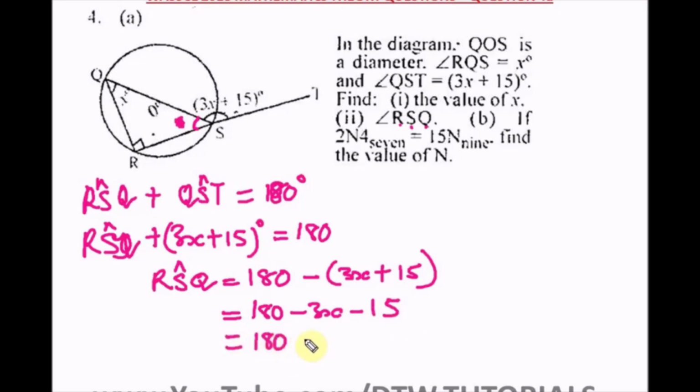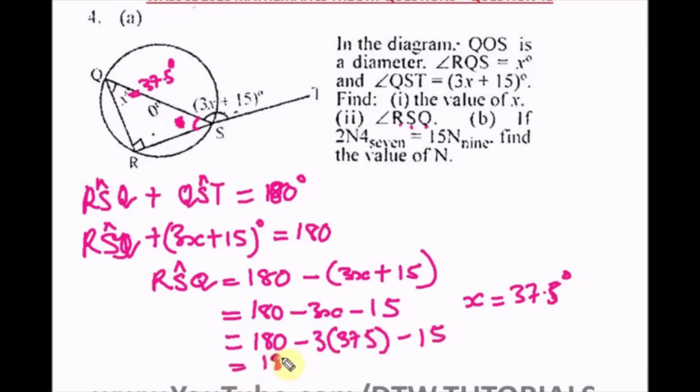Okay, so from here what do we have here? We have 180 minus, and remember what is x? We got x from our first solving. I hope you remember what this angle x was. We have 37.5 degrees. That's from 4A that we solved the value of x. So we'll put the value of x into this equation. You can just state it somewhere here that x is equal to 37.5 degrees. So from here we have 3 bracket 37.5 minus 15. All right, so we have 180.